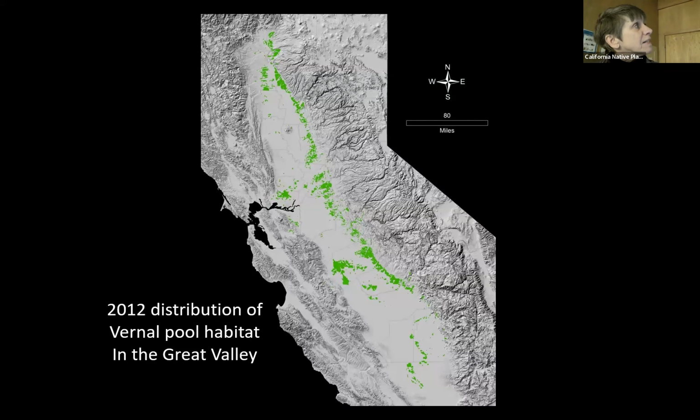So this map shows the extent of vernal pool grasslands, not individual vernal pools, but rather landscapes that contain vernal pools as of 2012. And I have remapped since then, but my GIS skills are minimal and I don't remember how I made this map. So I haven't reproduced it. And I'm about to remap one more time. So maybe the next time I give this talk, you will see a more recent map.